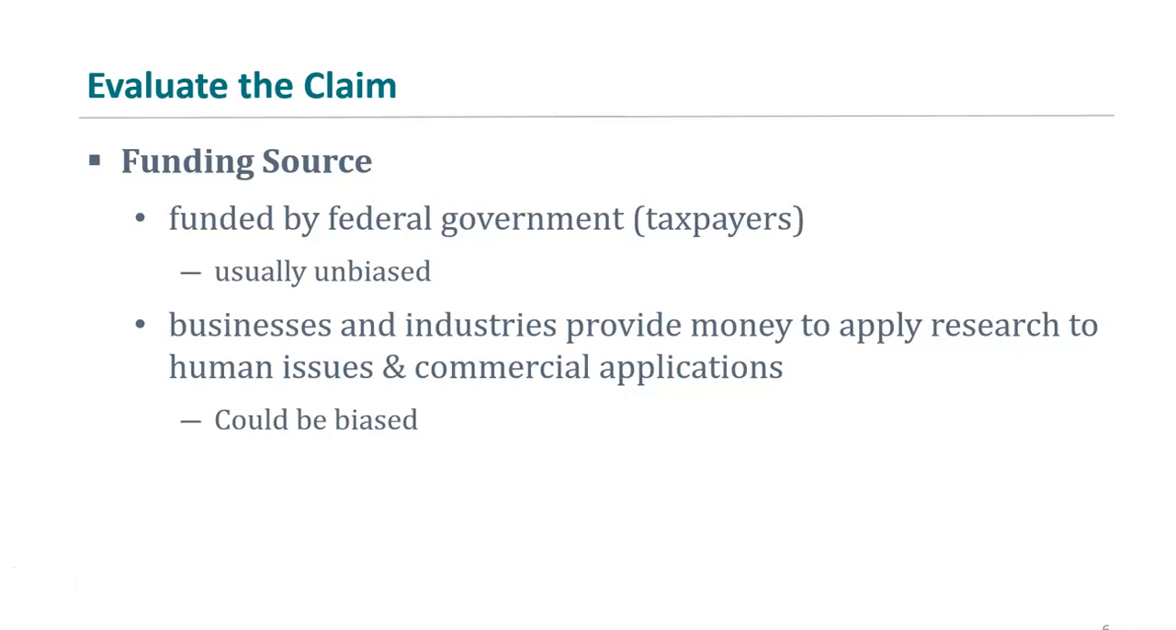All right, so we are going to continue evaluating scientific claims. We had just talked about bias, and now we want to talk about the funding source. So it's important to look at where the money came from to support that research. A lot of times we have private sources of money and government sources of money.